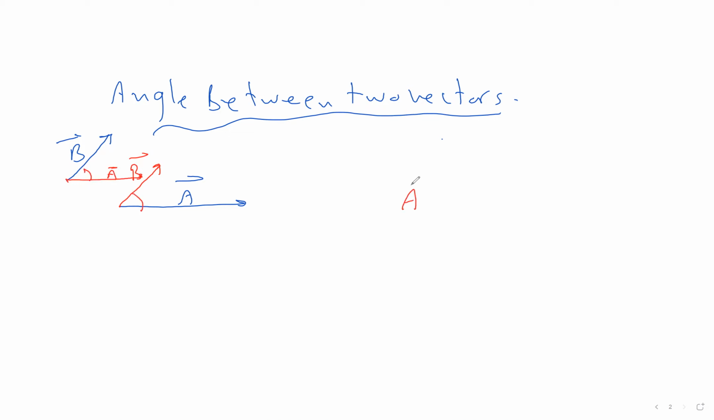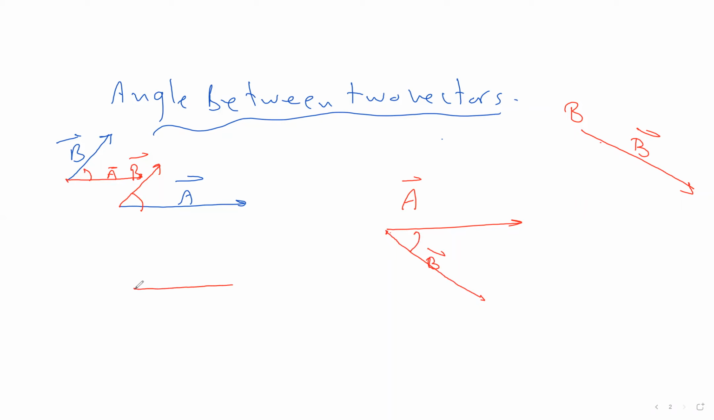Or if you have vector A like this and vector B like this, and you want the angle between A and B, we make a geometrical representation of vector B from the initial point of A. Vector B parallel and equal, and this is the angle between them.